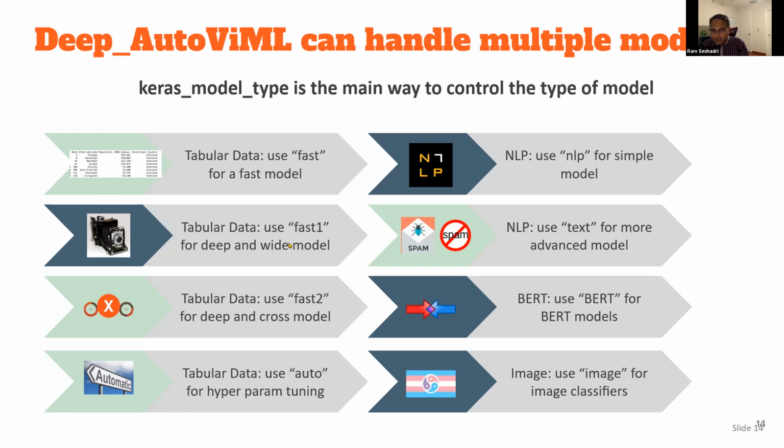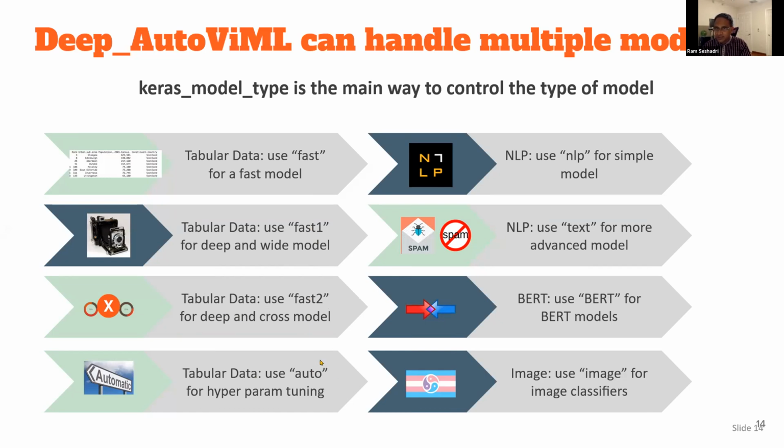This is a model that Google came out with a few years ago, and it's become very popular since then. I have found this model consistently beats a lot of other model architectures, but it does not mean that it's the only best model option. But if you try fast and it doesn't give you a good accuracy, try fast one, and then the deep and cross, which is a different version of the same thing, is fast two. You'll probably get a very good model. If all of these three fail, try auto for automatic parameter tuning, and that should give you the best model.